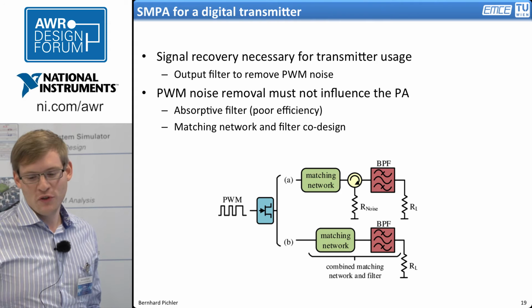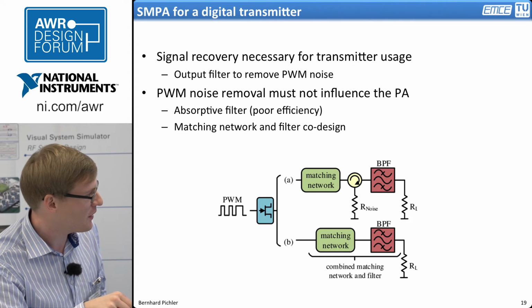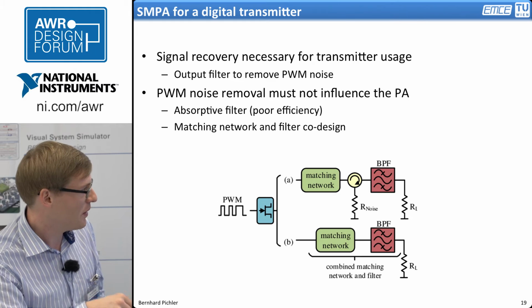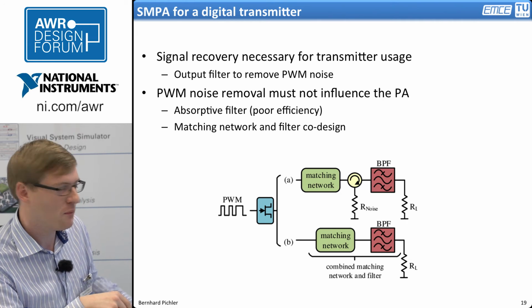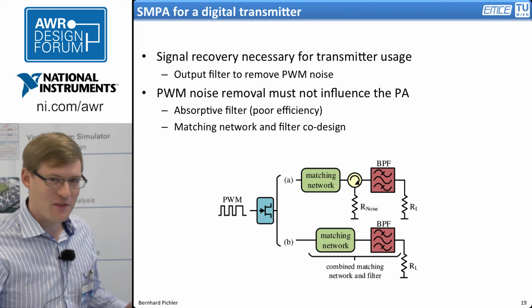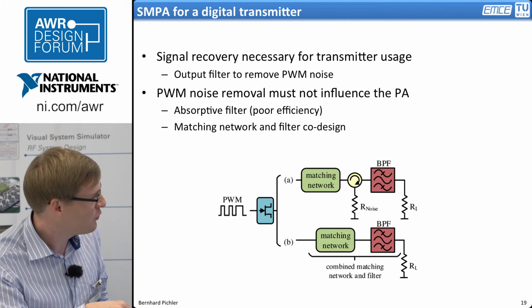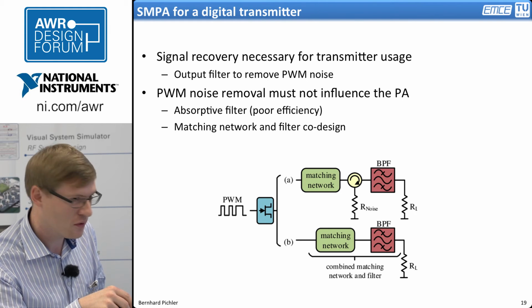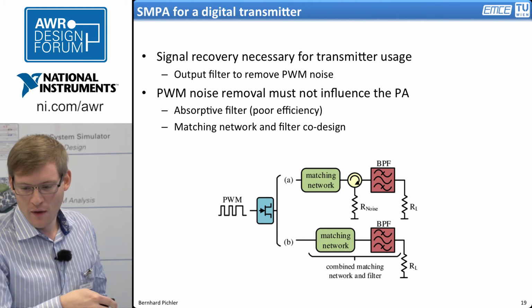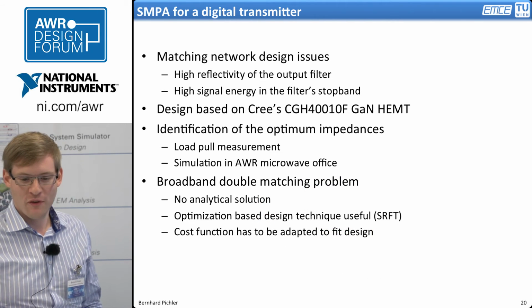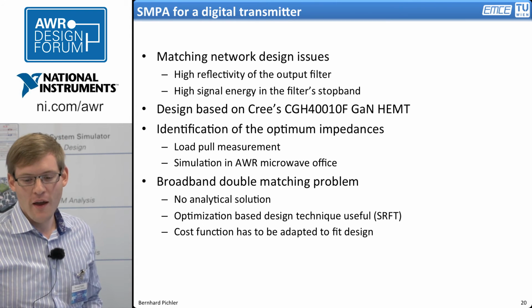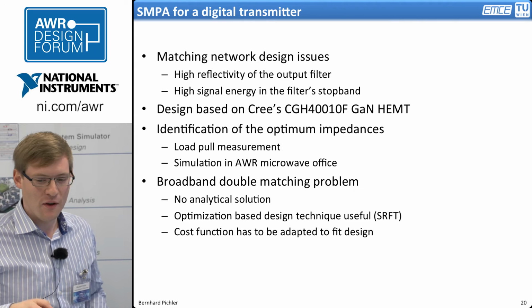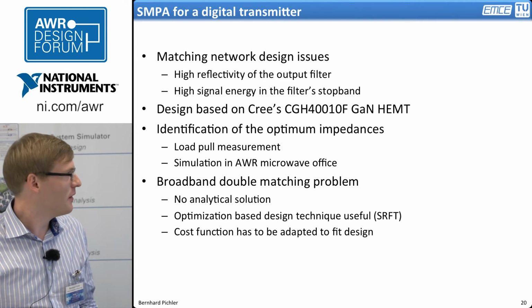And there's also a second solution, to connect the filter directly to the matching network. But the filter would influence this matching network severely, so the efficiency or the operational mode of this power amplifier would be anything but what you desire. So you have to design your matching network in a way to consider both the transistor's performance and also the filter. And so you end up with a few design issues. Firstly, as I said before, the filter influences the matching network severely, and also you have a high signal energy in this filter stop band. So this is quite tricky.